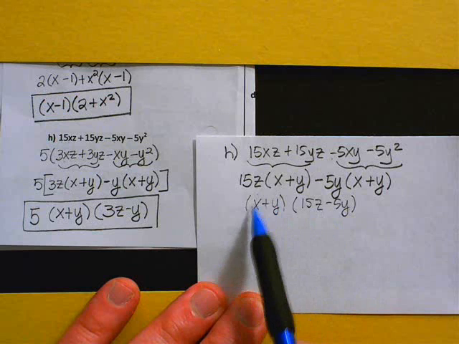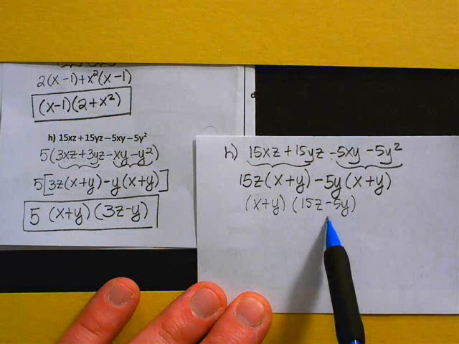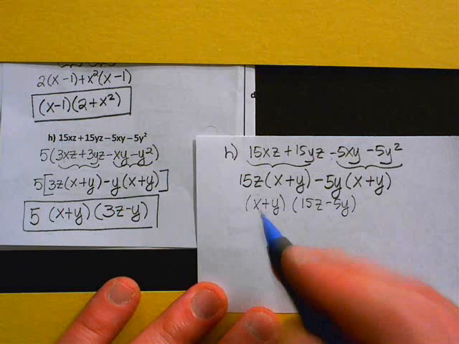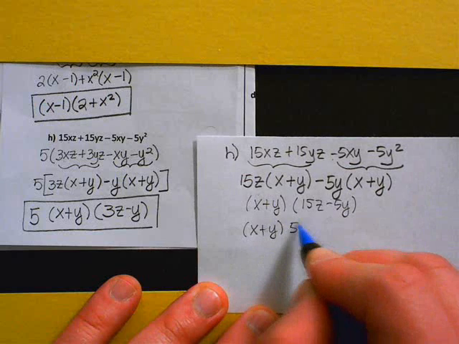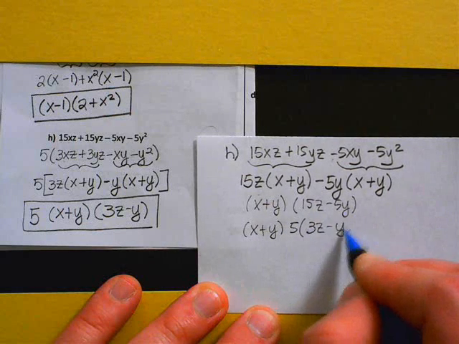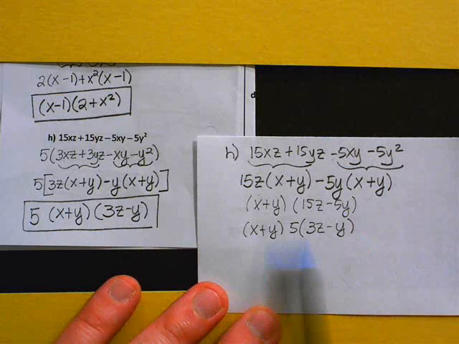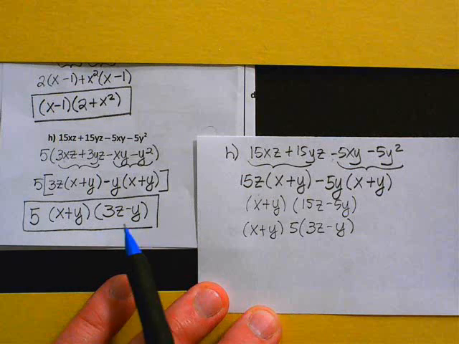Because basically you ask yourself, can I factor anything from these two guys? No. How about from this guy? Can I factor anything? And yes, I can factor out a 5. So basically, I can factor out the 5. So this would be 3z minus y. And if you notice now, I have 3 terms, and I have 3 terms, and they're the same.